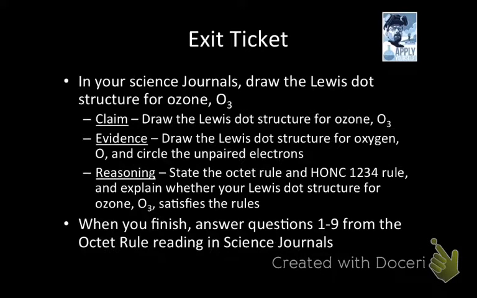So to practice this a little bit more and make sure that you're in good shape for today, I want you to, in your science journals, draw the Lewis dot structure for ozone, which is O3 with 3 oxygen atoms. Make sure you follow the same process that we've been doing in the other examples.